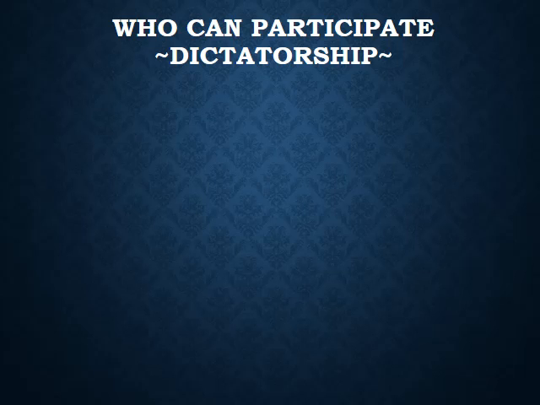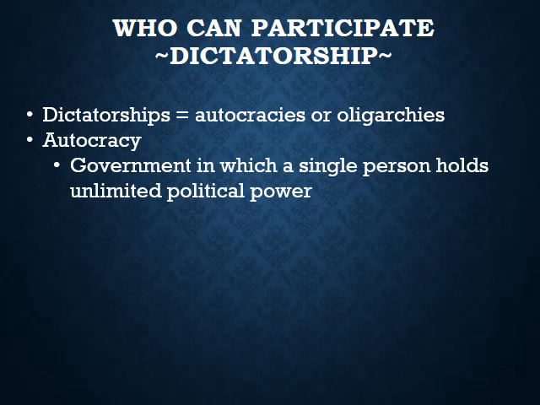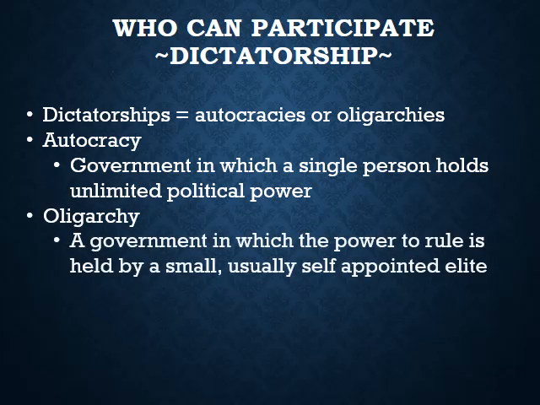All right, let's talk about dictatorship. Dictatorships are the polar opposite of democracies. You have two types of dictatorships: autocracies or oligarchies. An autocracy is a government which a single power holds unlimited power. We're talking like the Emperor in Star Wars. Unlimited power. An oligarchy, on the other hand, is a government in which the power to rule is held by a small, usually self-appointed elite. It could be a party, it could be the rich, etc.